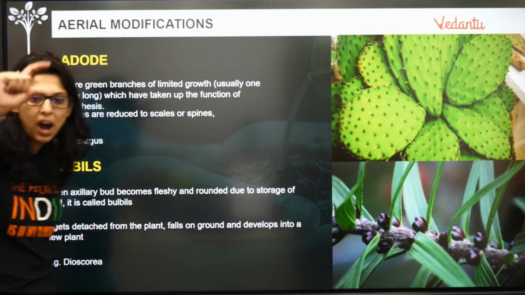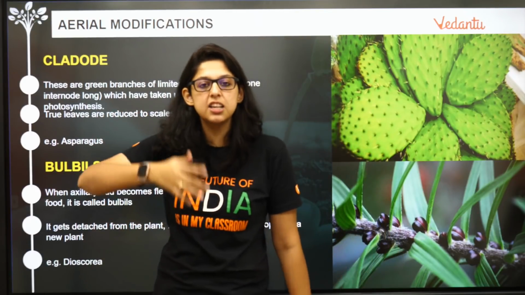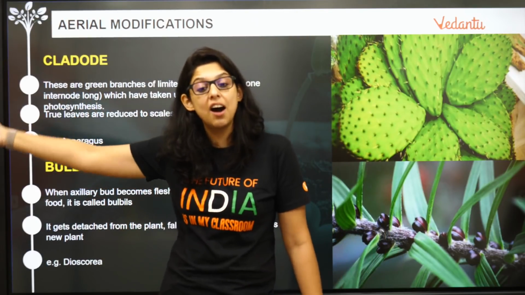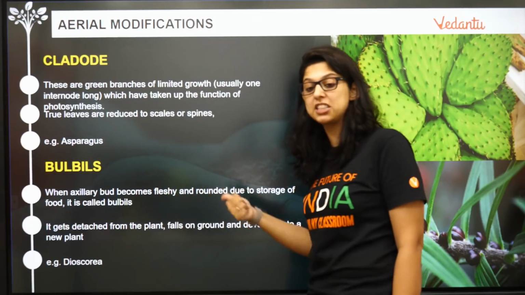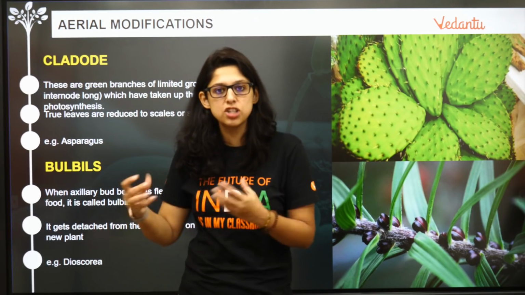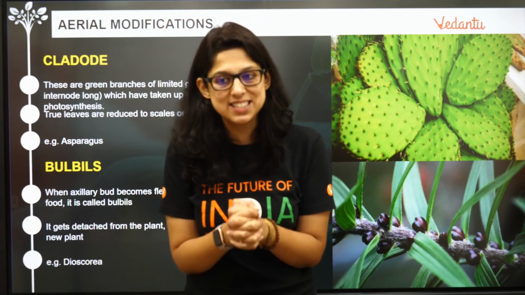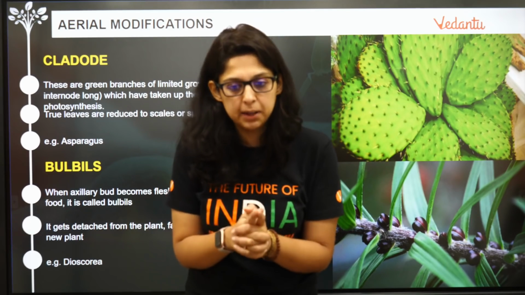Cladode is just one internode thick. It is made by asparagus, which in Hindi is known as shatavari. Agave makes bulbils, like Dioscorea also makes bulbils. Dioscorea gives us diosgenin. So with that, I hope this is clear to everybody, the aerial modifications.